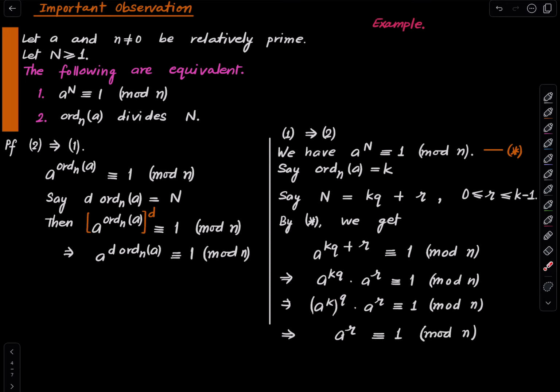But now what happened? If r were positive, we would have something strictly less than k, yet positive, satisfying this congruence. And therefore k would not be the smallest positive integer making this congruence true. Right? This is true, no question about that. If r is a positive integer, that would contradict the smallestness of k. So therefore r is 0. And that's it, that finishes the proof.